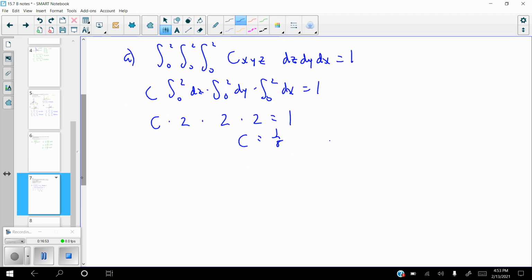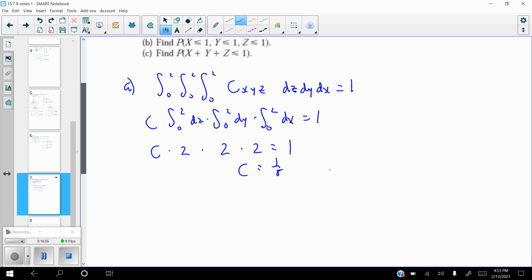All right, part B. Whoops, kind of need to read part B. Part B says it wants us to find the probability of x being less than or equal to 1, y being less than or equal to 1, and z being less than or equal to 1. So it's got to be all of them. Okay, well, this is a probability density function.